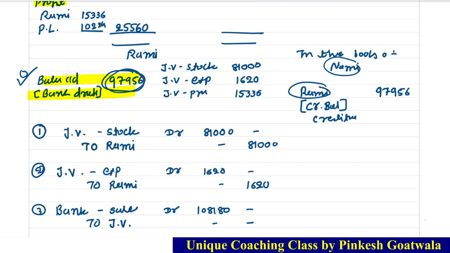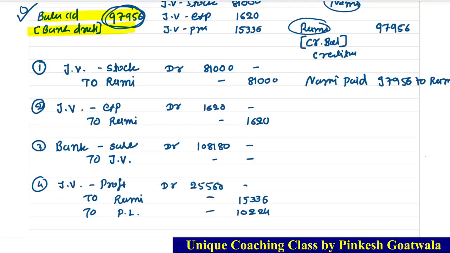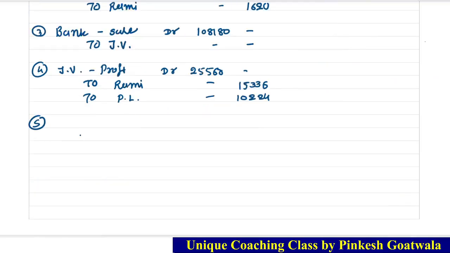Okay, so here Nami paid 97956 to Rami. Okay, Nami એ રામીને પેમેન્ટ કરવું પડશે. And here we write the books in the Nami. Okay, એટલે નામી પેમેન્ટ કરે છે. So what will be the fifth journal? નામી પે કરે છે. તો પેમેન્ટ કરે છે એટલે બેંક ક્રેડિટ થશે અને પેમેન્ટ કોને થશે? રામીને થશે.